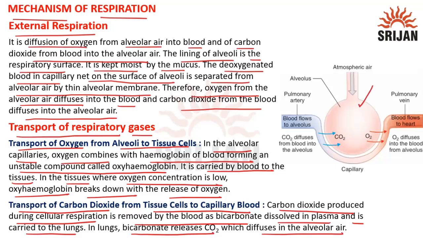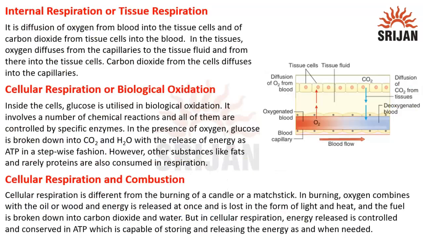So here this is the alveolus. From pulmonary artery, the deoxygenated blood flows to the alveolus and this carbon dioxide diffuses from blood to alveolus. Now, from alveolus, the oxygen diffuses into blood. From pulmonary vein, the oxygenated blood flows to the heart.